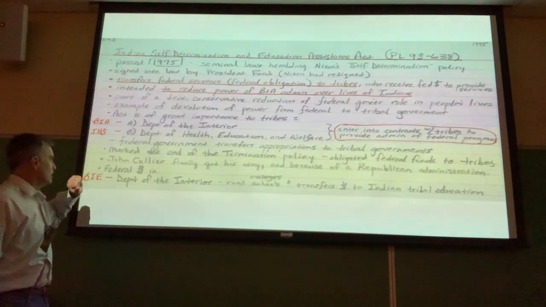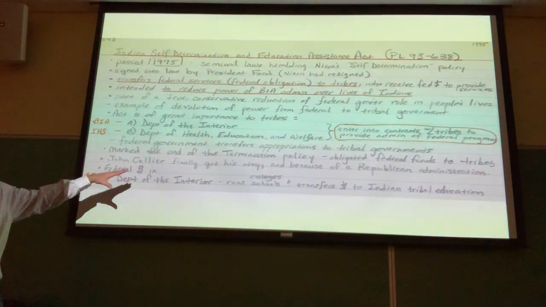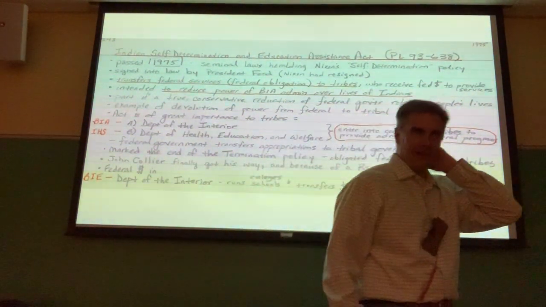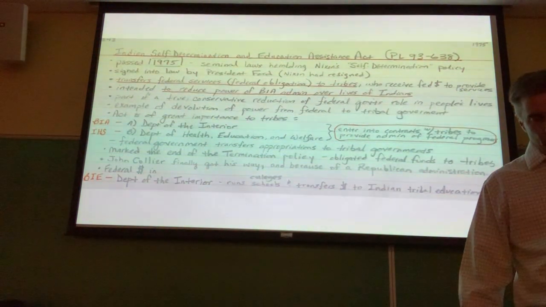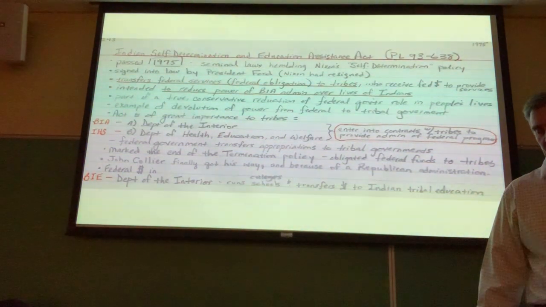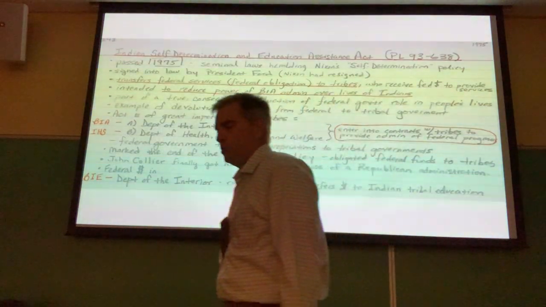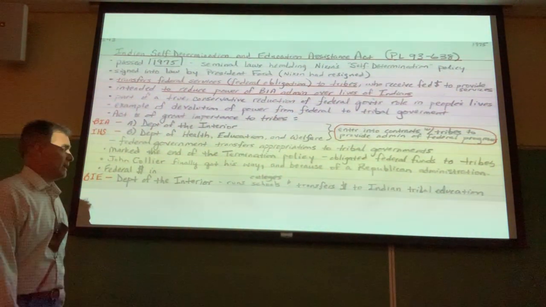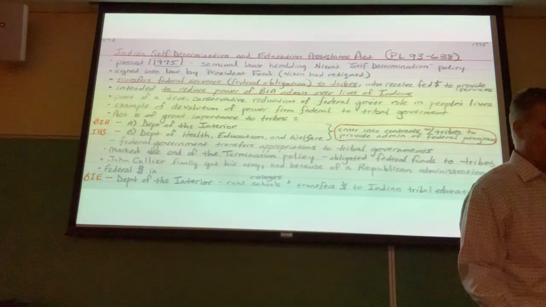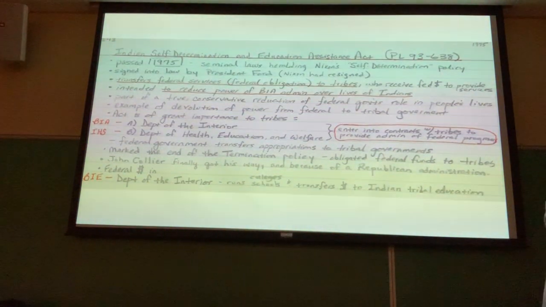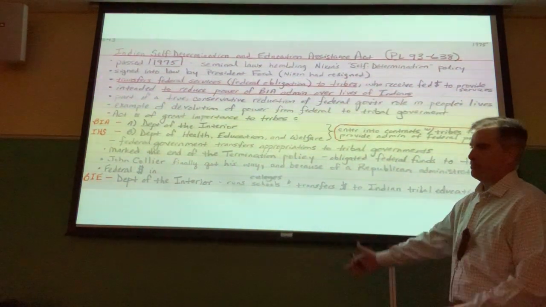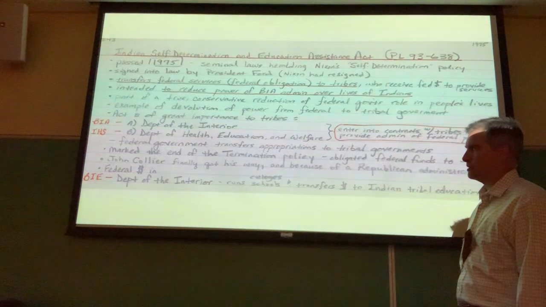So I put this last note here that old John Collier finally got his way, and it was because of a Republican, believe it or not. Collier was a socialist working for Franklin Roosevelt under the New Deal, and he wanted all this stuff. But it was Nixon, a Republican, that made it finally happen. And this really cemented the tribal governments in place. They were now not going to be terminated, because that would break the federal trust obligation, the fiduciary obligation of the federal government.